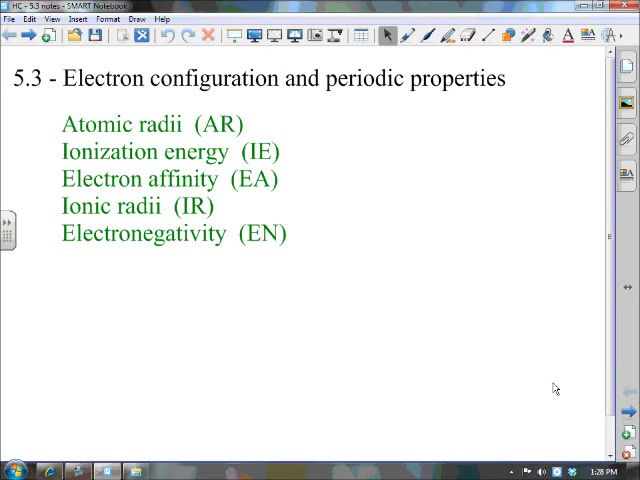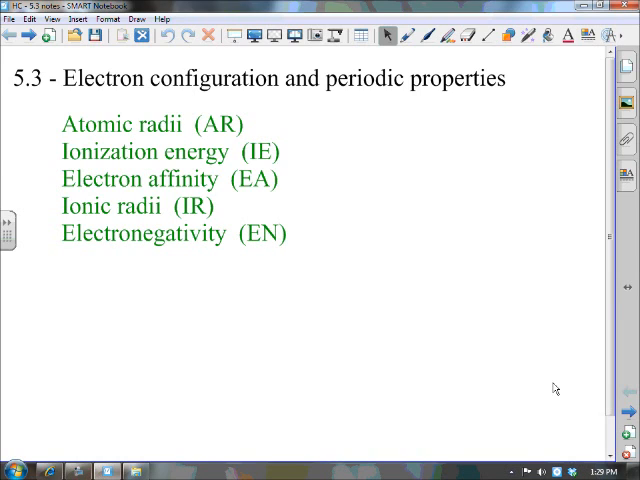Today we're going to look at 5 very specific properties of elements pertaining to their electron configuration. As you can see here, the 5 properties we're going to look at are called atomic radii, ionization energy, electron affinity, ionic radii, and electronegativity. And we've got just a simple 2-letter symbol there, so you don't have to actually write out the entire name.